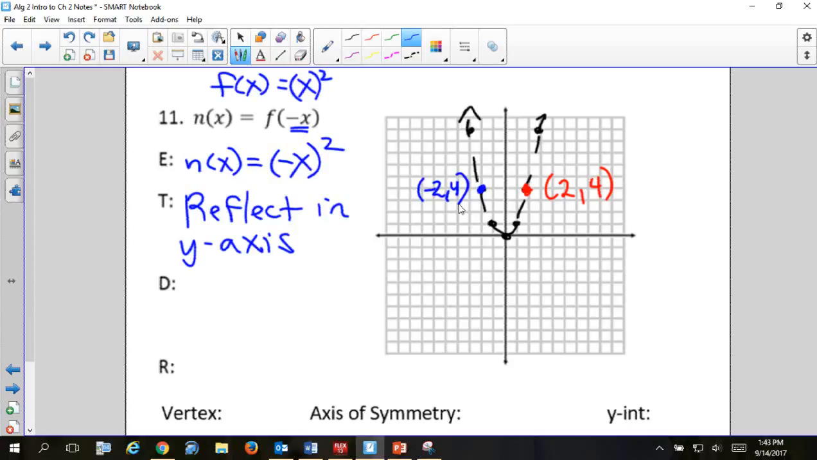But if I take negative 2, 4 and I reflect that one in the y-axis, isn't it the exact same graph? You know why? If I took this equation and multiplied negative x times negative x, what's negative times negative? Just positive. It's the same equation, right? It doesn't always work out like that, but since there's no other transformations on it, it's just that exact equation.